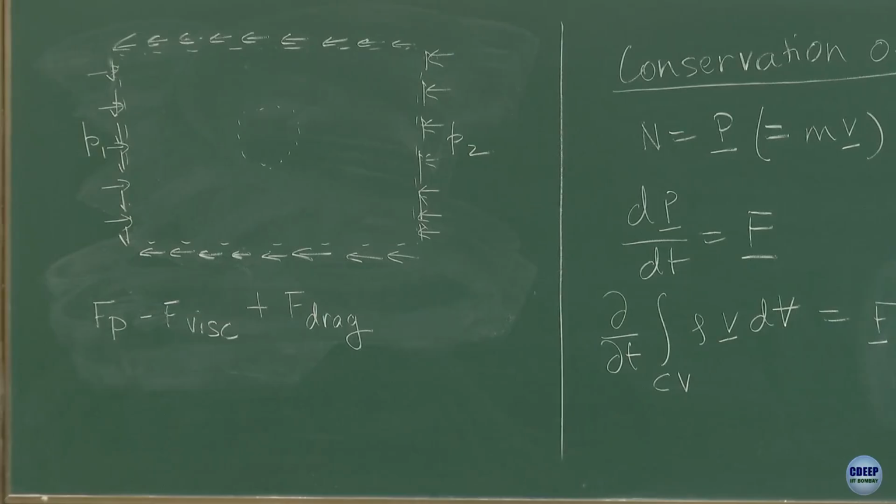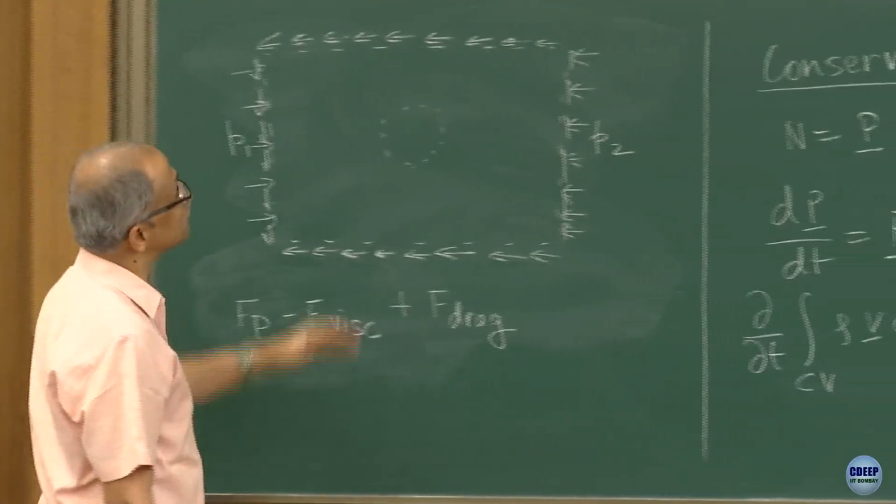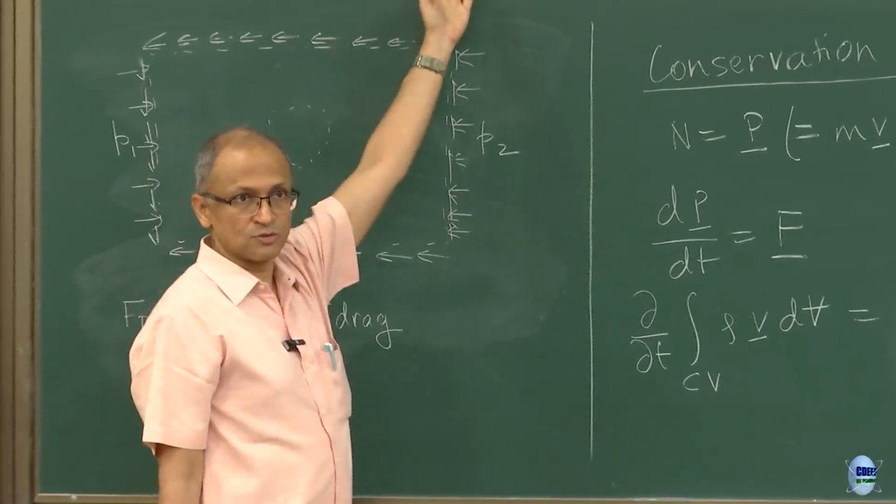Now let us understand, we said initially that the control volume is of arbitrary shape, arbitrary size. Now we can see what would change if I change the control volume.